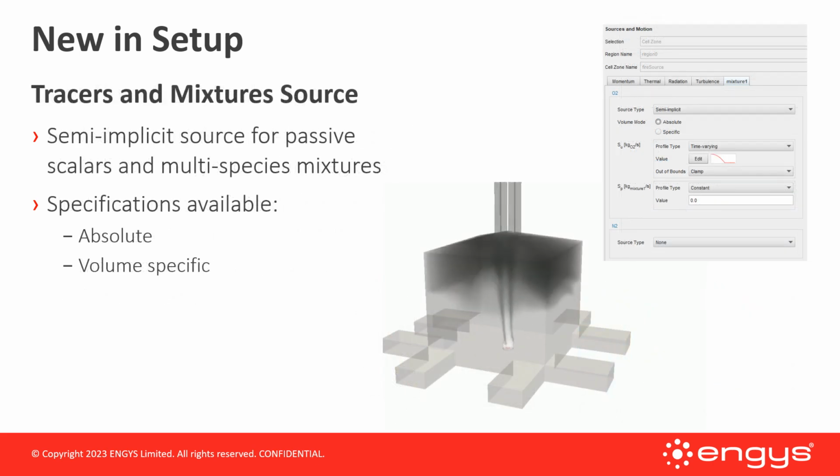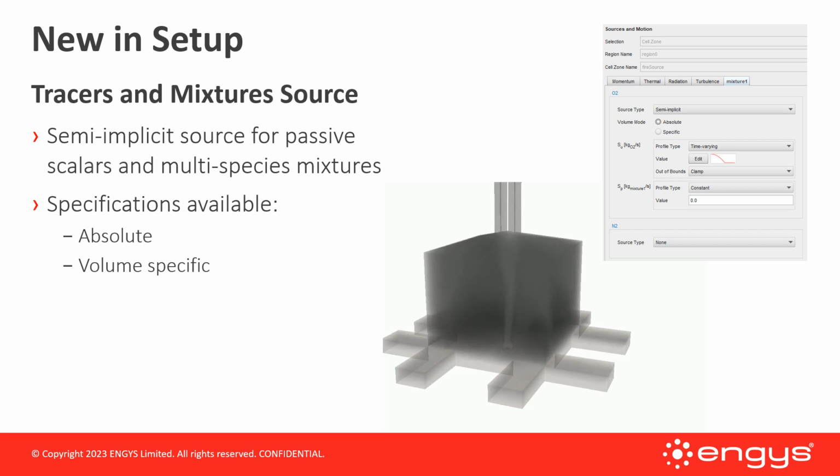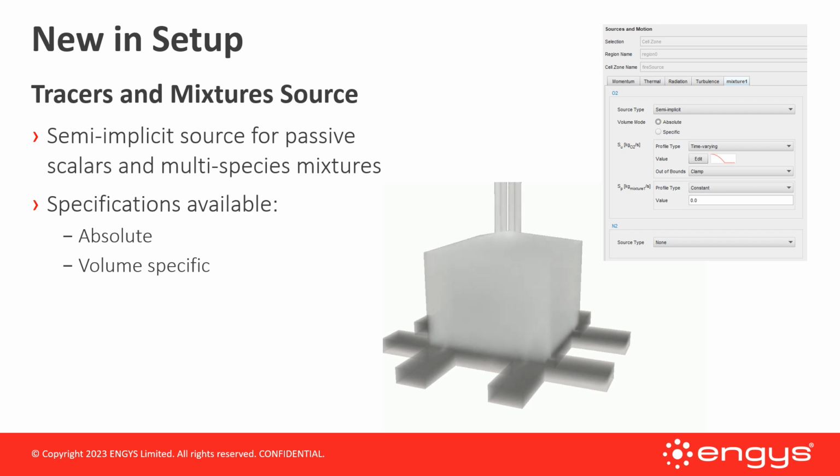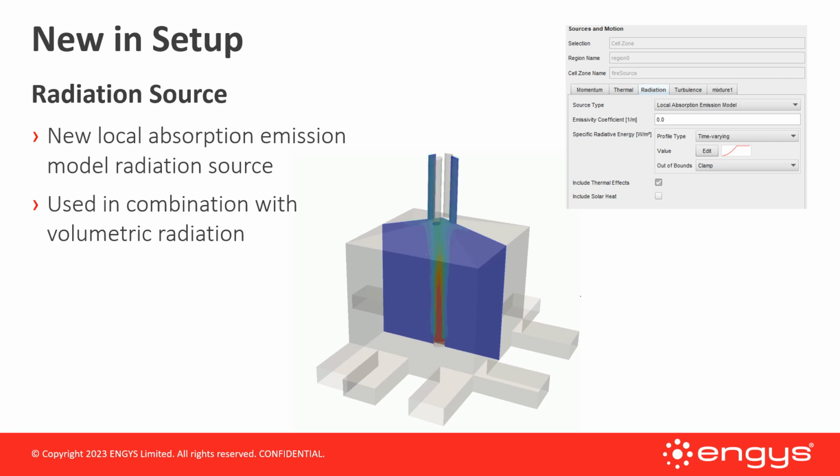We have added support for semi-implicit source terms for passive scalars and multi-species mixtures defined by the user. Users can set up sources either in absolute units or per units of volume. This source can be used to define a radiation source on a cell zone that accounts for both absorption and emission. To activate radiation sources, volumetric radiation should be enabled.